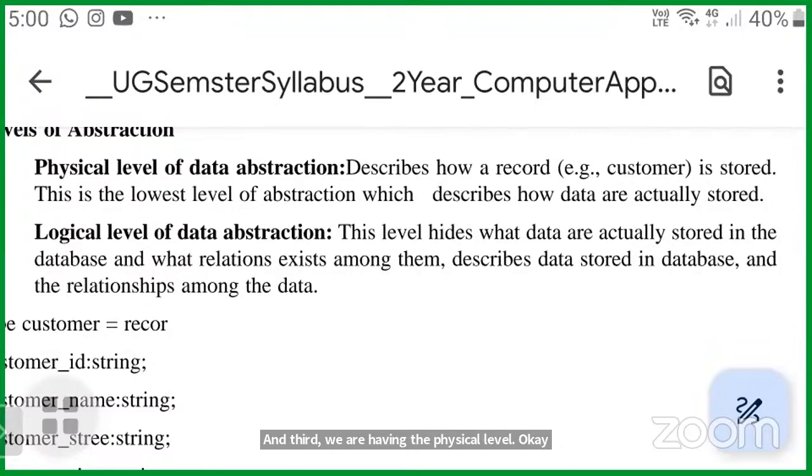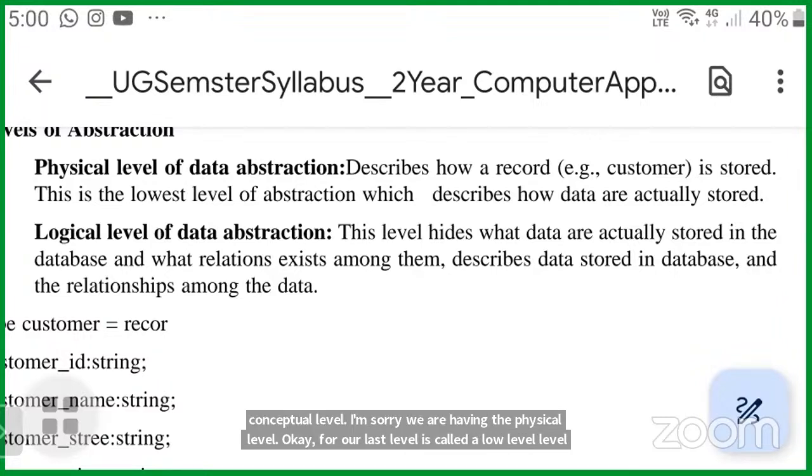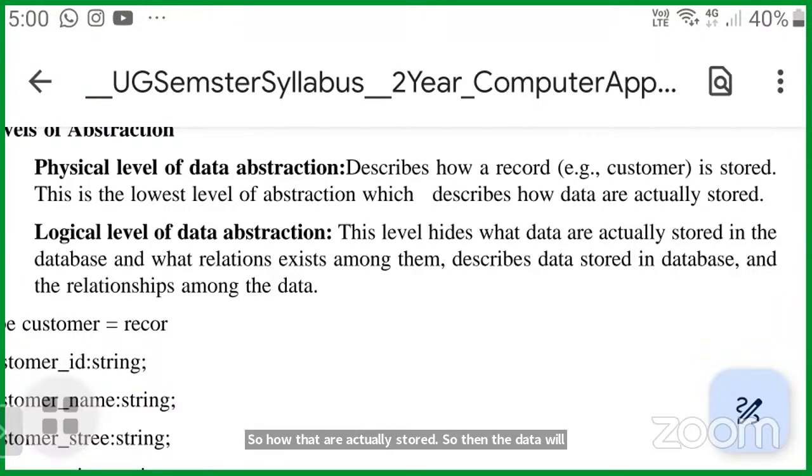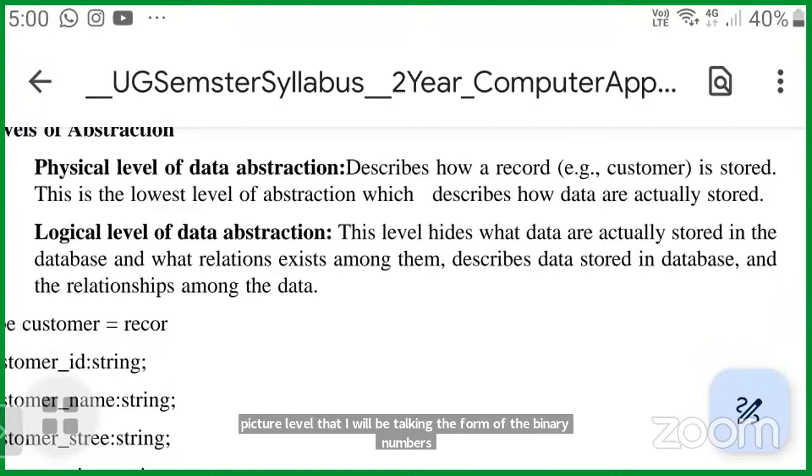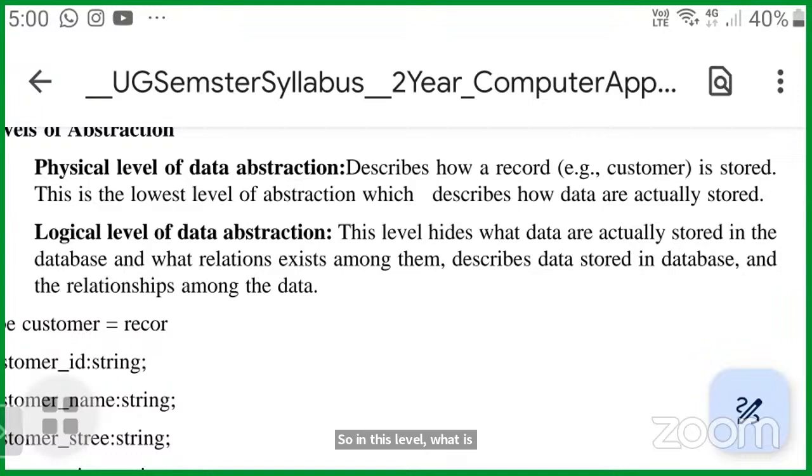So how is data actually stored? Generally, in the physical level, data will be stored in the form of binary numbers. Now coming to the logical level of data. In this level, what is there? Just now I said, abstraction means hiding the implementation details. What is the meaning of abstraction? It means hiding the implementation details.